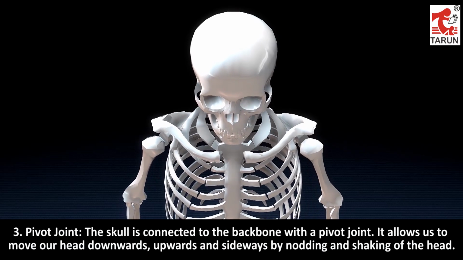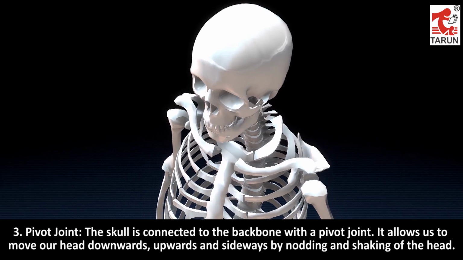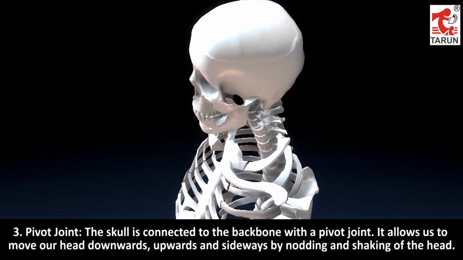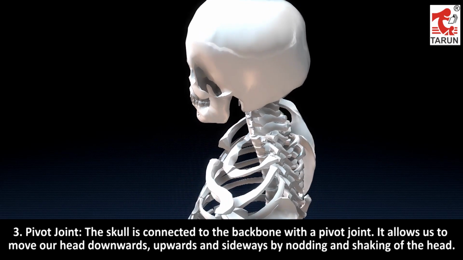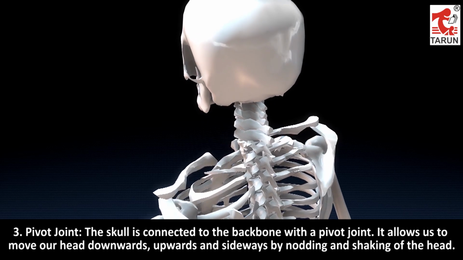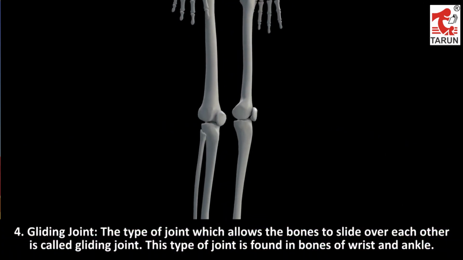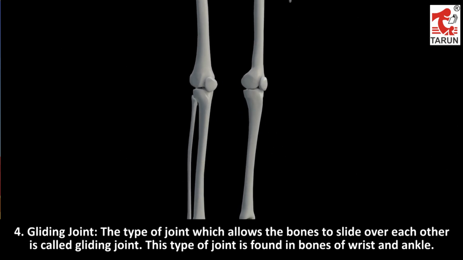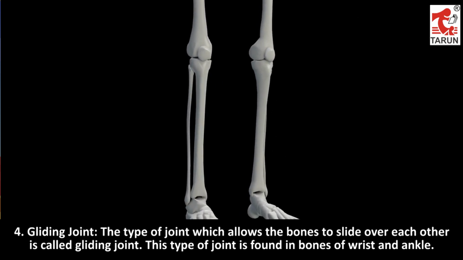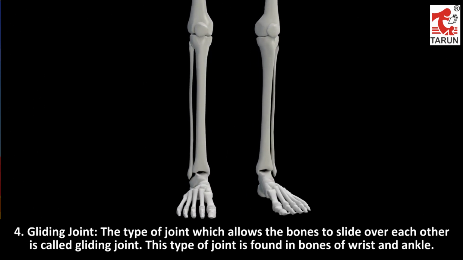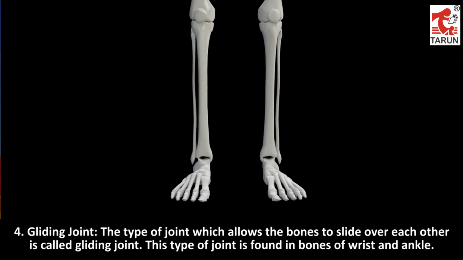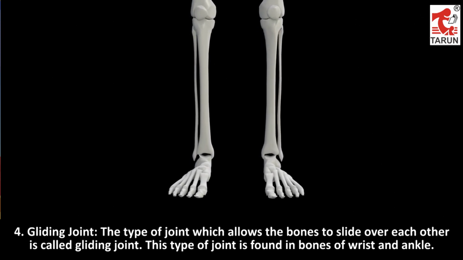3. Pivot joint. The skull is connected to the backbone with a pivot joint. It allows us to move our head downwards, upwards and sideways by nodding and shaking of the head. 4. Gliding joint. The type of joint which allows the bones to slide over each other is called gliding joint. This type of joint is found in bones of wrist and ankle.